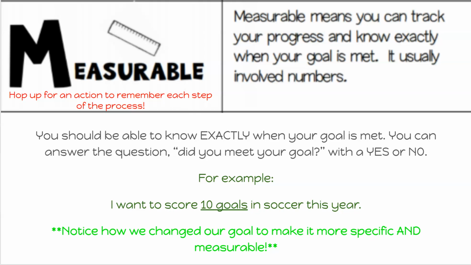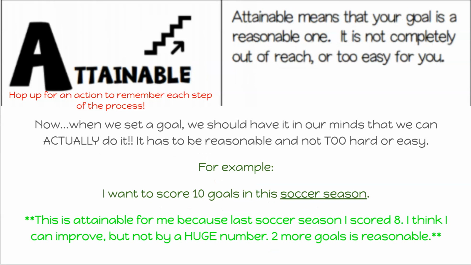Now for our measurable, I want you to stretch your arms wide like you're measuring with a long meter stick. We are measuring our goal with those numbers. So we had our magnifying glass for specific, and we had our arms stretched wide for measurable. Our A now stands for attainable. Now, friends, if something is attainable, that means it's reasonable. It's not completely out of reach, meaning it's way too hard, and it's not way too easy for you. It can actually be done.